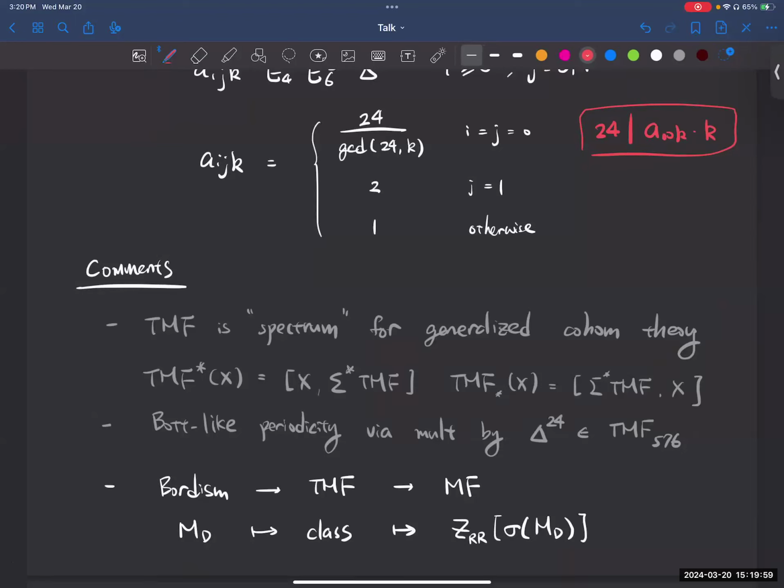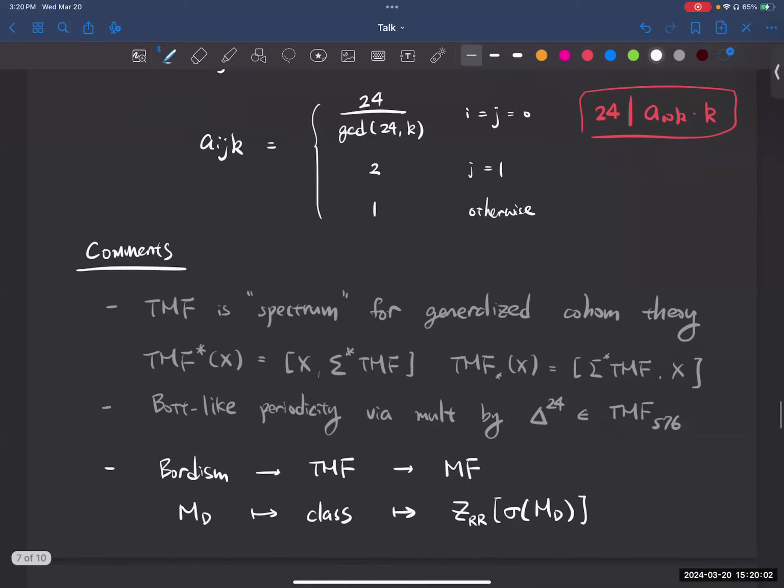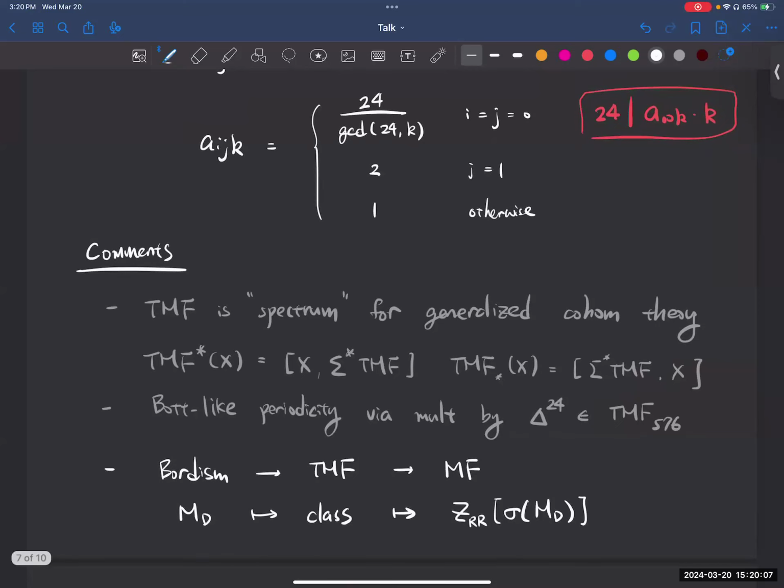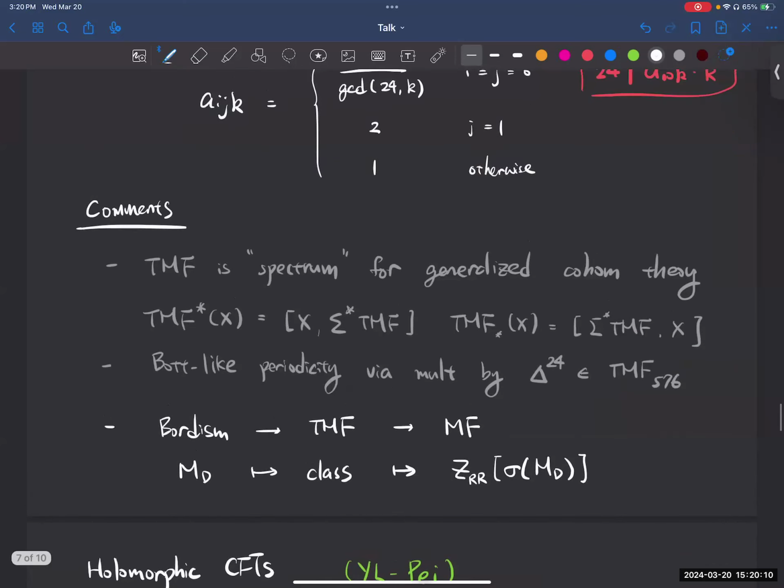All right, and okay, let me spend 1 minute to make some comments before we go on to the example I want to discuss. So I was talking about TMF as a topological space, but more precisely, it's a spectrum in the sense of stable homotopy theory. It's a spectrum for a generalized cohomology theory, which is this first thing here. So cohomology means taking some space X and map it into the spectrum. But once you have the spectrum, you can also talk about homology, which is the reverse. You take this spectrum and then you map it into some space X.